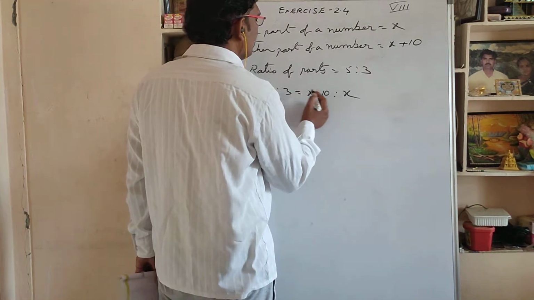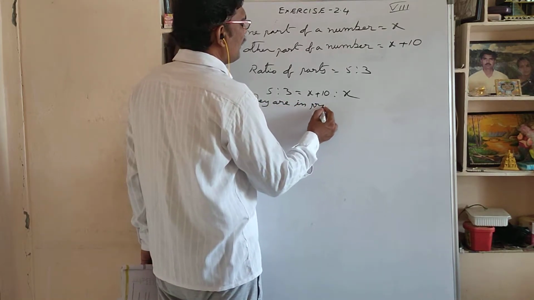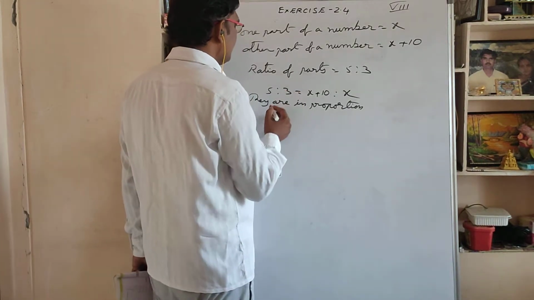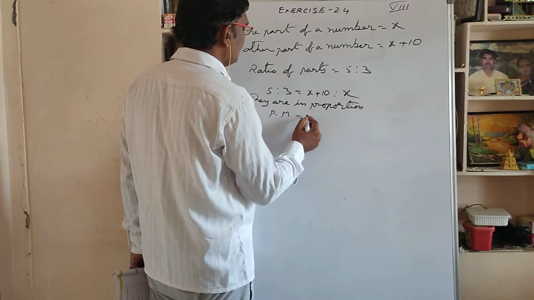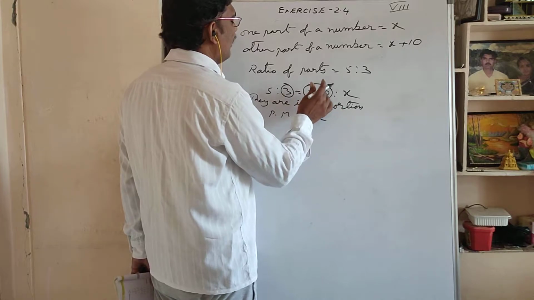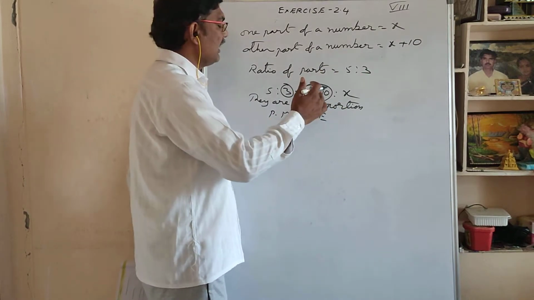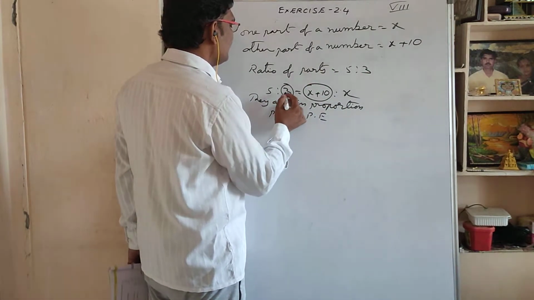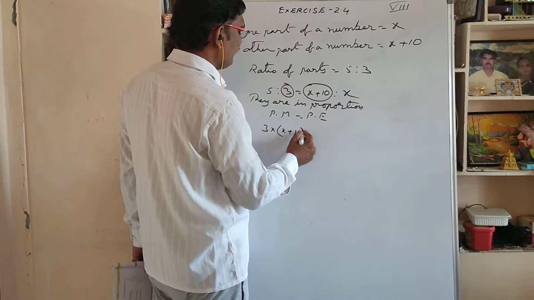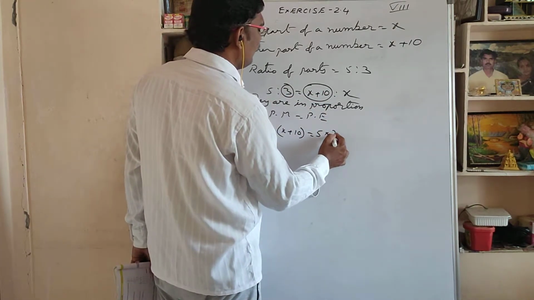Now, two ratios equated means they are in proportion, you can write it. Proportion means product of means is equal to product of extremes. 3 and x plus 10 are called means because they are in the middle. 5 and x are extremes because they are outside. So product of means, 3 into, I am keeping brackets here, x plus 10, is equal to product of extremes, 5 into x.